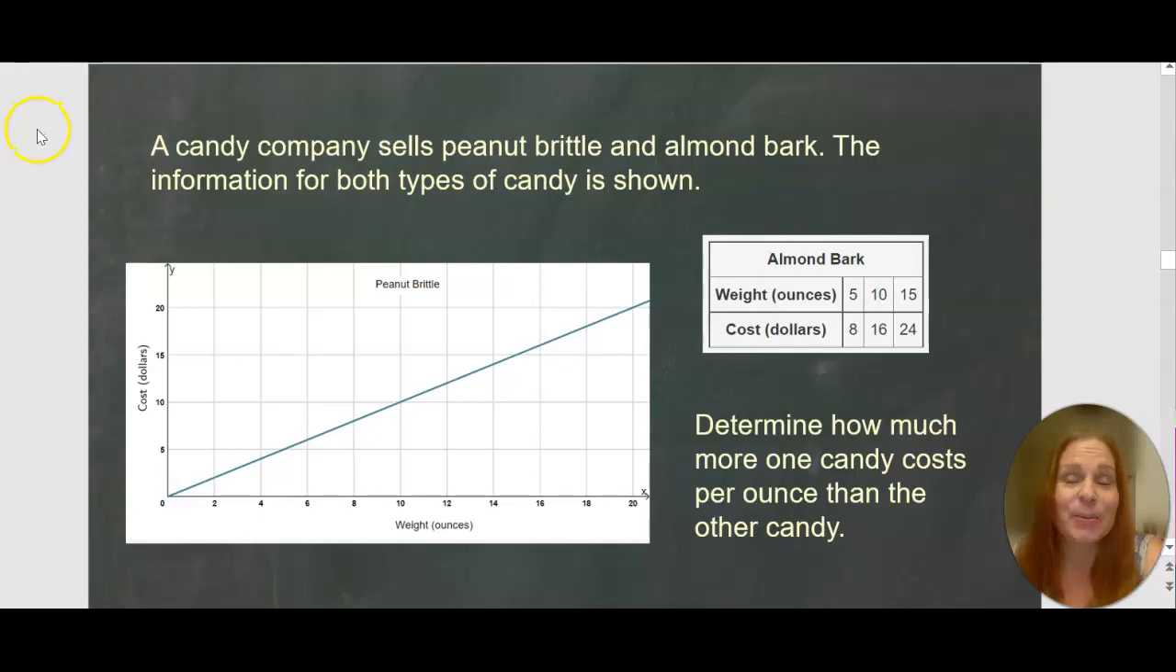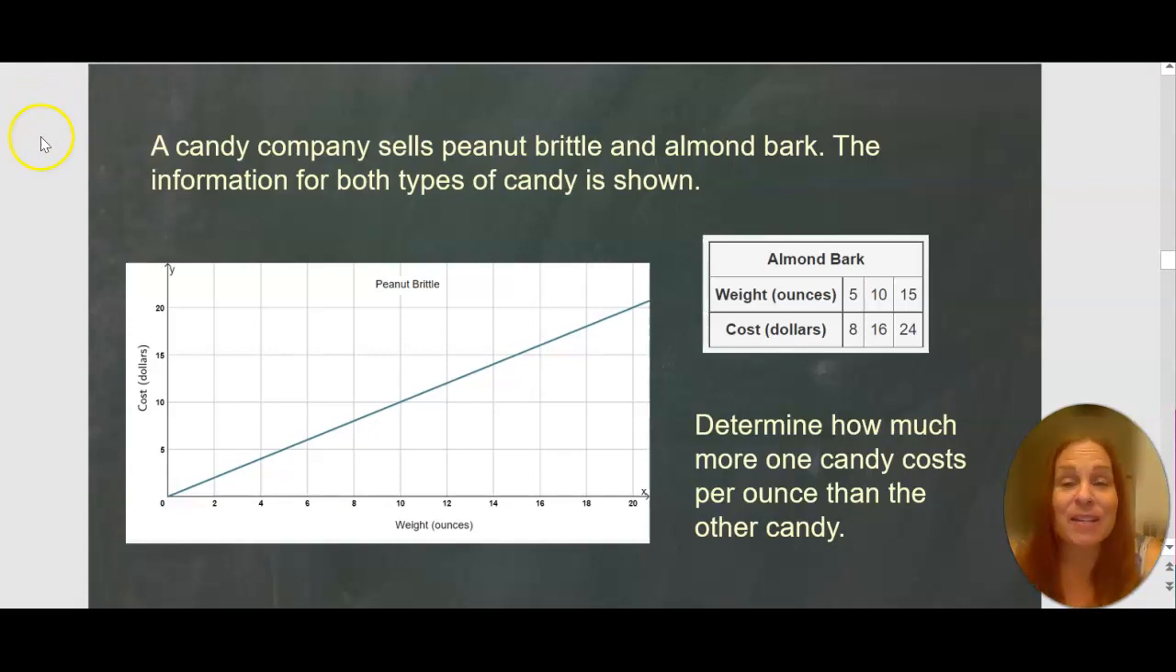We're going to continue learning about proportional relationships, and this lesson is mainly focused on graphs and equations and how we can use the graphs and the equations, and you'll see some tables as well, to determine proportional relationships, the constant of proportionality, unit rate. So let's check it out.